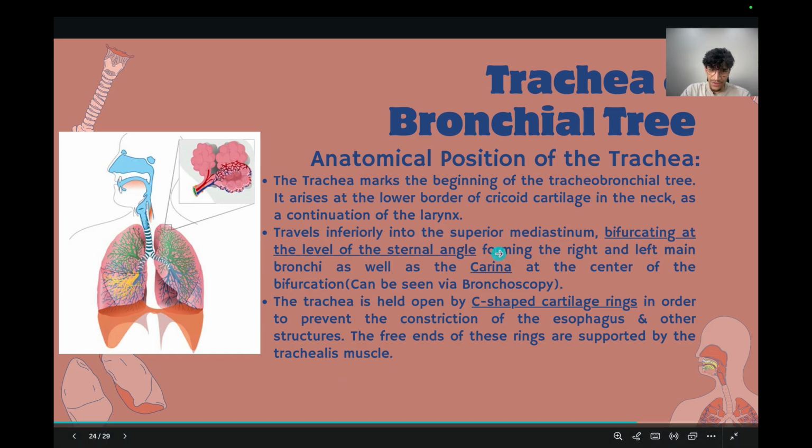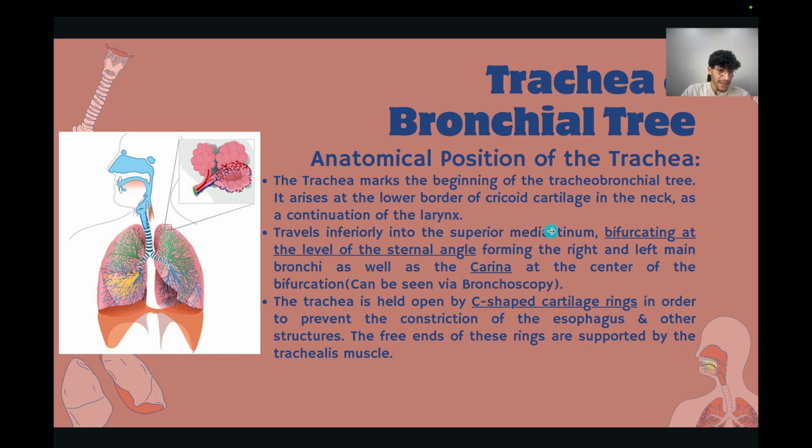It travels inferiorly into the superior mediastinum and bifurcates at a sternal angle. This is important. At the second rib, at T4 to T5, and it forms the right and left main bronchi, as well as the carina, which projects up and can be seen via bronchoscopy. Now the trachea is held open by C-shaped cartilage rings in order to not constrict esophagus and other structures posterior to it. And they're supported by the trachealis muscle.